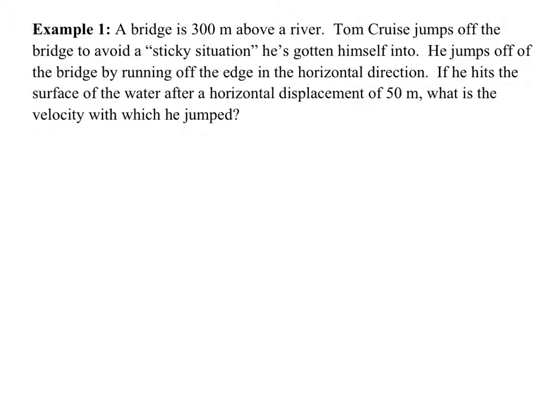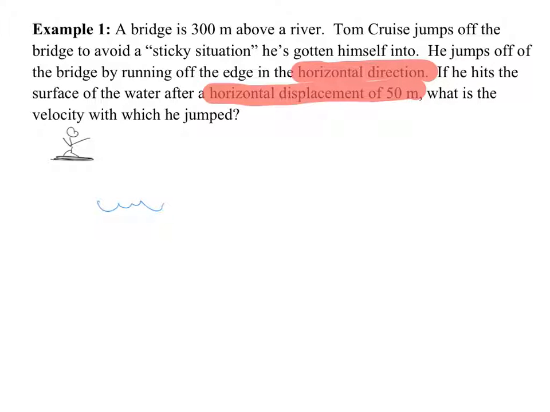So the best thing to do in these problems is to start with a diagram. It really will help you visualize what's going on. So here we go. We've got the bridge up here. We've got the body of water down here. And we've got Tom Cruise up here. Okay? He runs, and we have to look at our words here. It clearly says that he runs in the horizontal direction, after a horizontal displacement. And the bridge itself is 300 meters above the river. Those are the key words that we have to include in our diagram somehow.